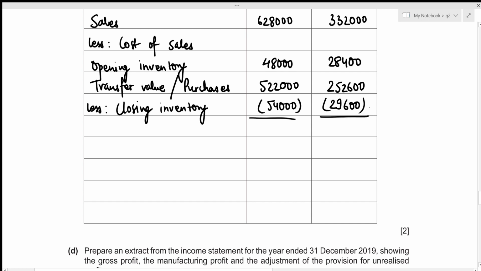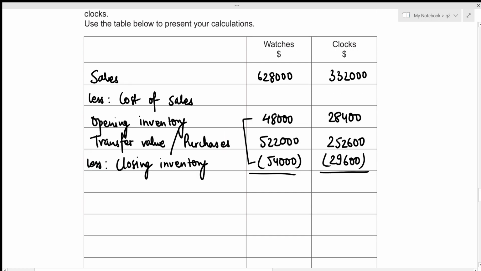Now we figure out the total for our cost of sales. So that's just the sum of these three amounts. For watches, that's 48,000 plus 522,000 minus 54,000, which results in the value of 516,000. And for clocks, that's going to be 28,400 plus 252,600 minus 29,600, which results in the value of 251,400. Okay, now we just need to subtract the cost of sales, so I'm just going to write it in a bracket as well. So now we move towards figuring out the gross profit.